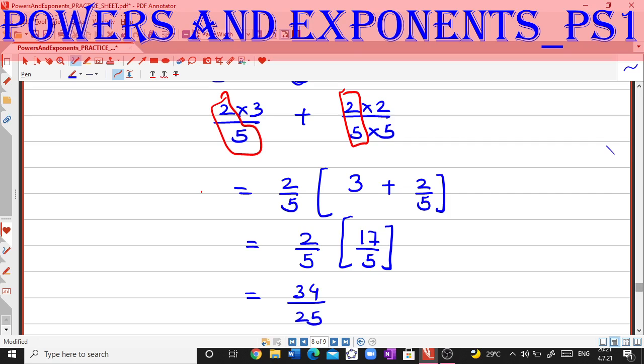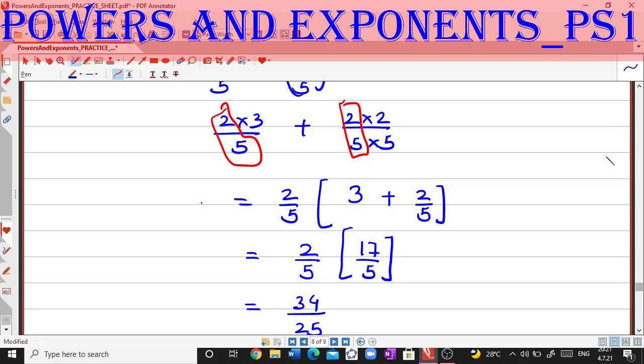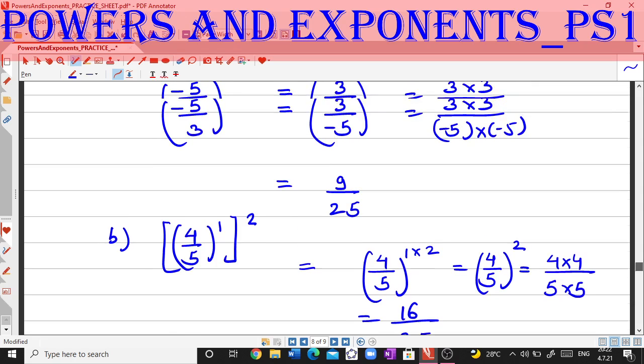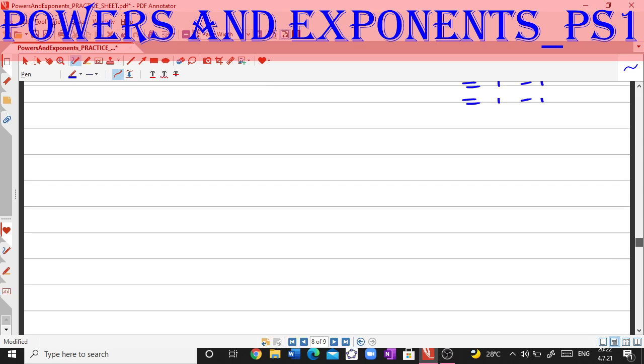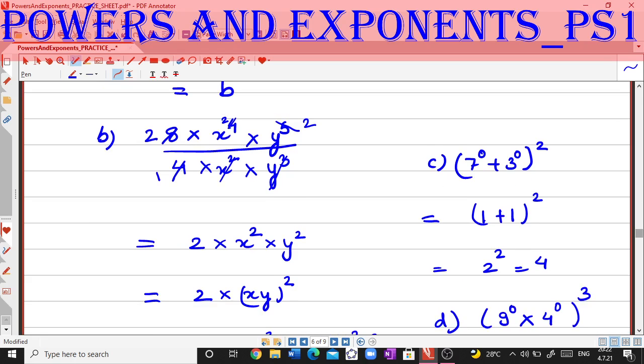I hope there is no problem solving this practice sheet. So again, I am happy to see that you are getting your speed in solving.